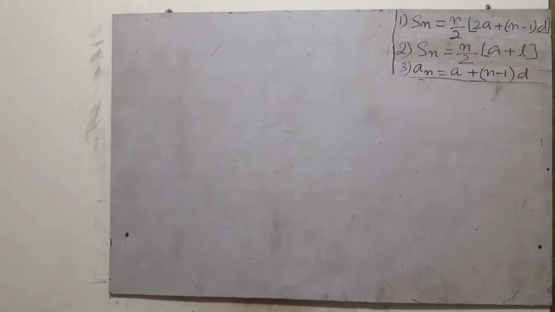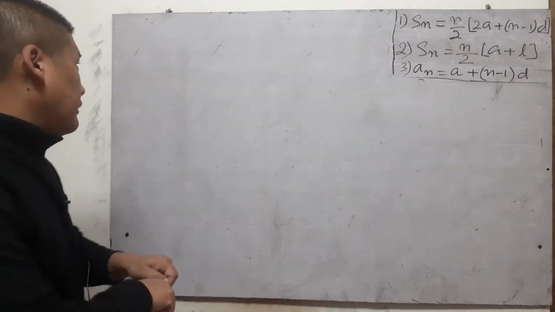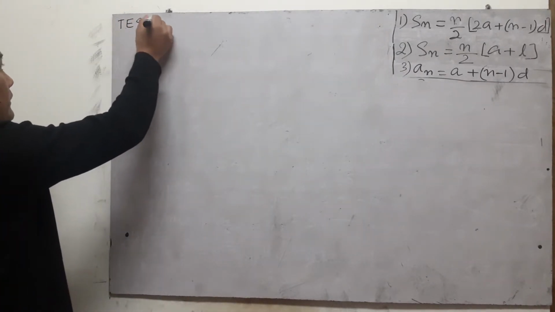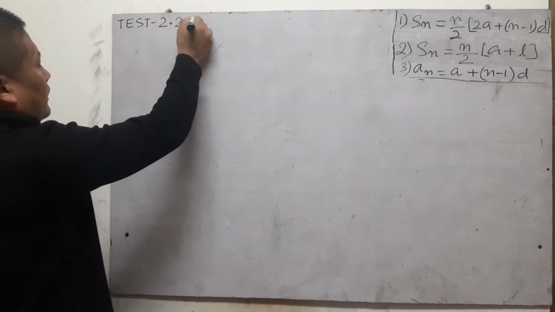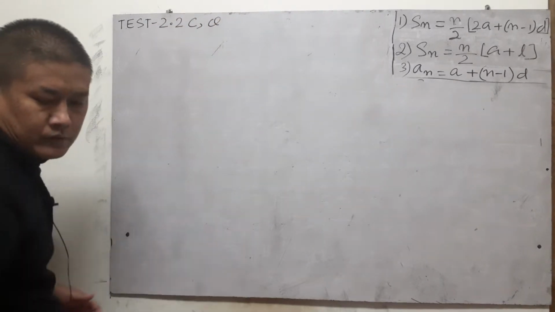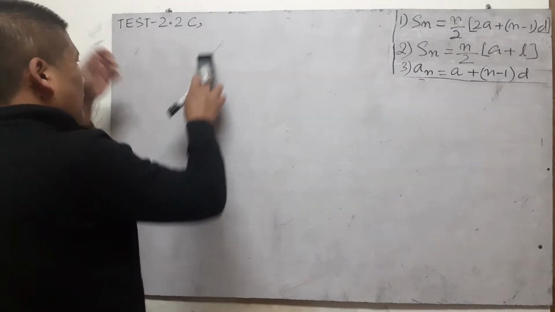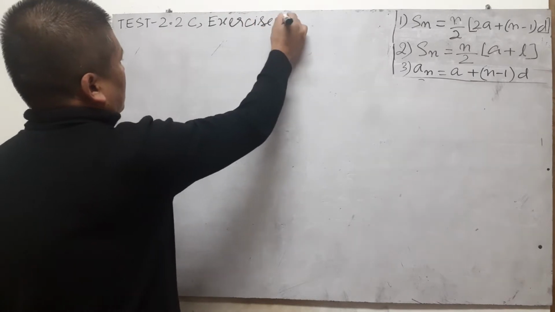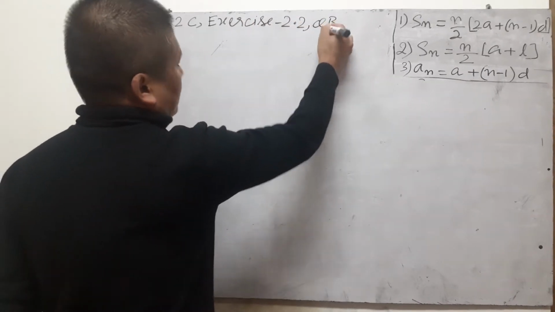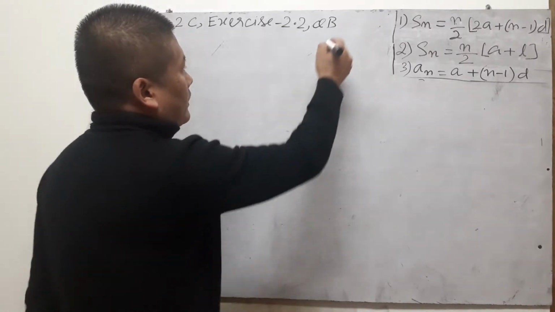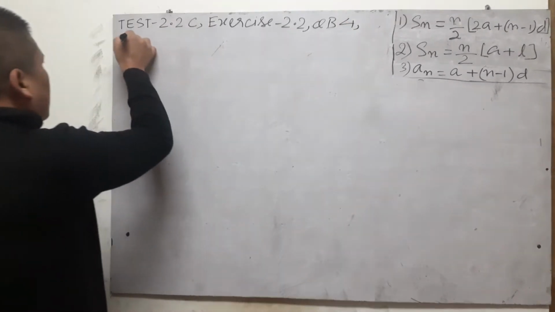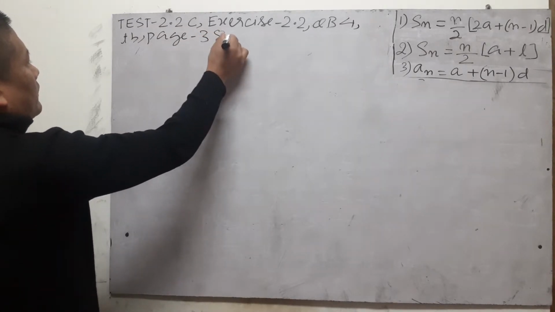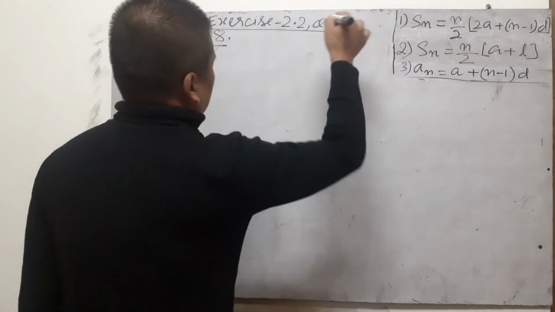Okay, so follow me for the next test. Write it down along with me. It'll be your test, Test-2.2C. This will cover your exercise 2.2, question B4, I think. So this will be found on textbook page 38.